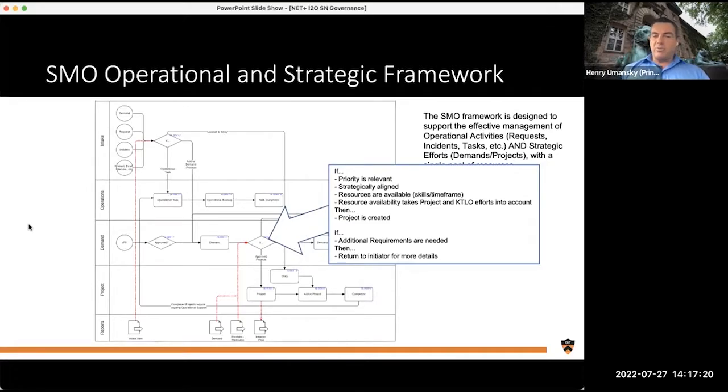Once a ticket is converted into a demand, then our demand management committee determines whether the demand becomes a project. This decision is based on several factors such as strategic alignment, cost, and priority.